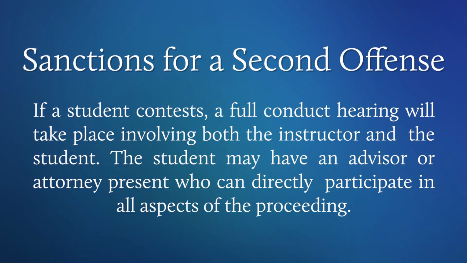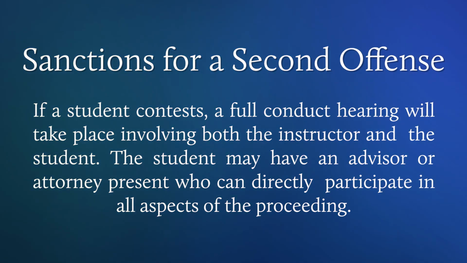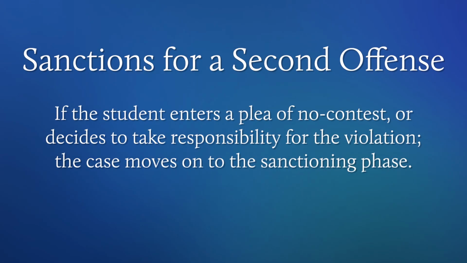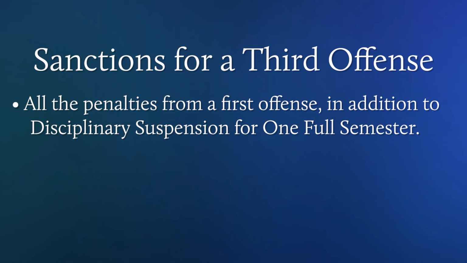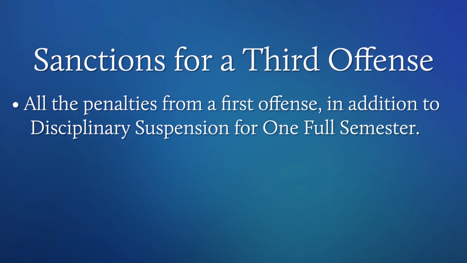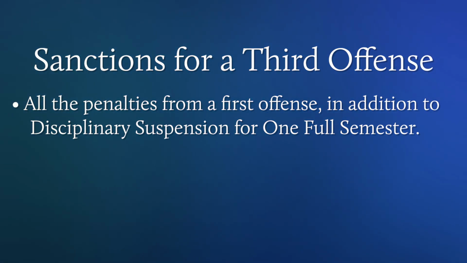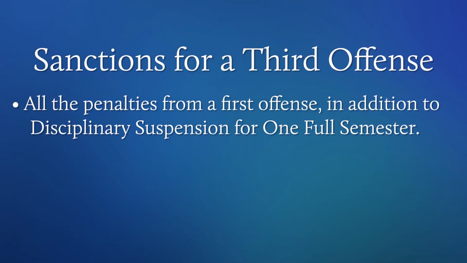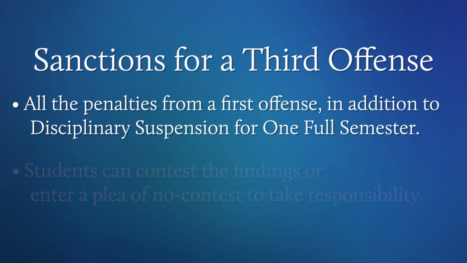The Dean of Students will act as the hearing officer if the case goes to a hearing. If the student enters a plea of no contest or decides to take responsibility for the violation, the case moves on to the sanctioning phase. When a third offense happens, you can expect a student to receive the following sanctions: failure of the grade or course imposed by the faculty in keeping with their syllabus, once again completion of the RAISE Academic Integrity online module, but what's different this time is the student is now in disciplinary suspension for 1 full semester.